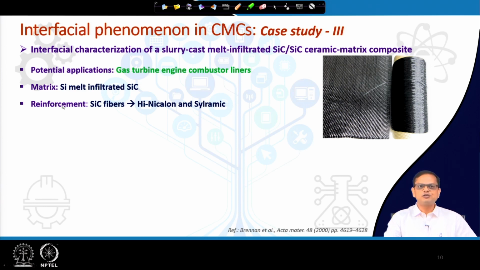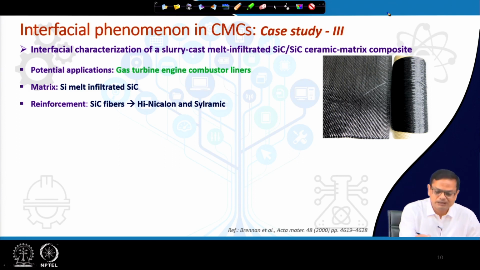to you. The reinforcement is SiC fiber only, but they have used two different kinds of SiC coming from two different sources, Hi-Nicalon and Ceramic. Now, do you remember the term Nicalon? I have mentioned it earlier. Yes, Nicalon is a SiC fiber. How is it made? You remember? It is made by the technique, polymer pyrolysis.